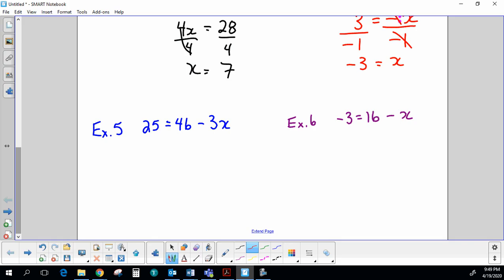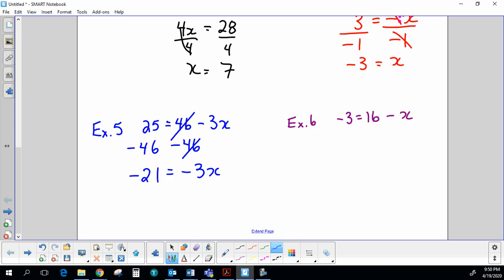With example 5, I'm going to have a negative variable, and I have some bigger numbers, but again, just like the last question, I want to combine like terms. I want to get the numbers to the same side, so I'm going to subtract 46 on the right, and I'm going to subtract it on the left. That's going to cancel on the right, and I'm going to get negative 3x on the right, and 25 minus 46 is going to be negative 21.